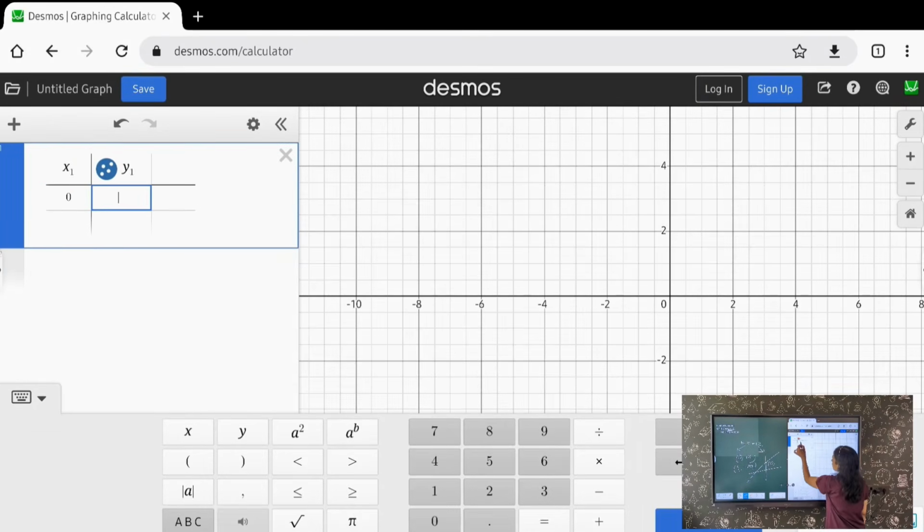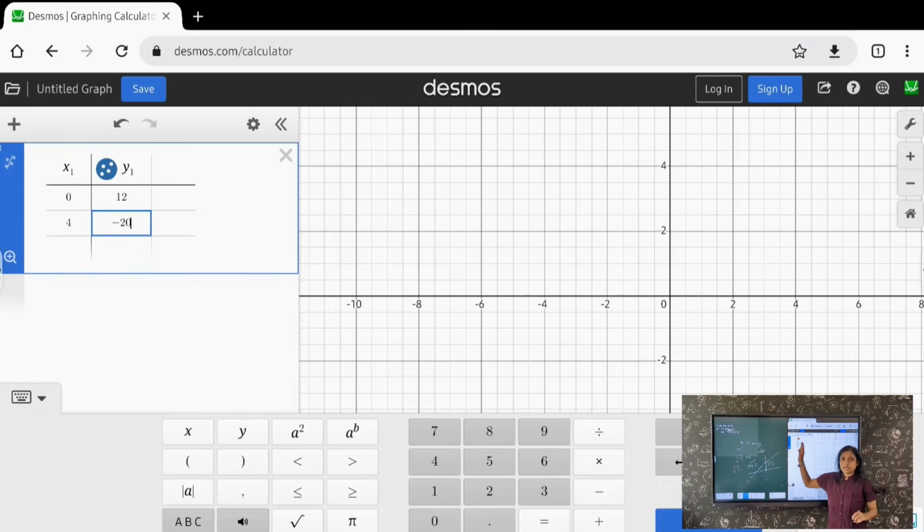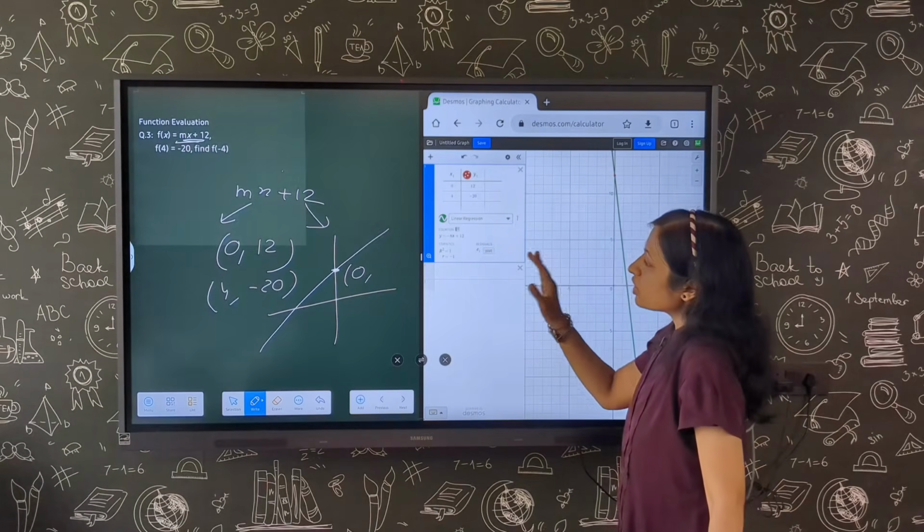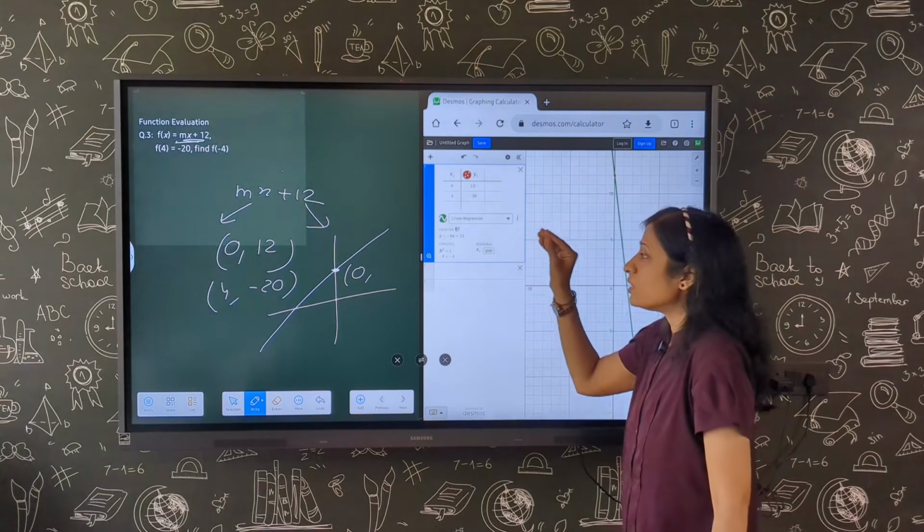Input is 0, output is 12, and the other input is 4, and the outcome we are getting is minus 20. And yes, we are getting the symbolic regression again. The moment you enter these coordinates, you are getting the equation. That's how simple it is.